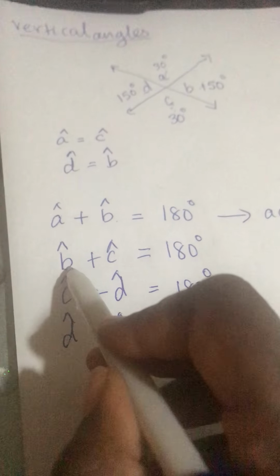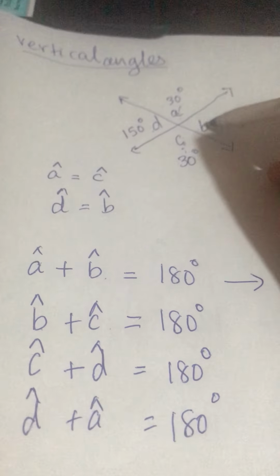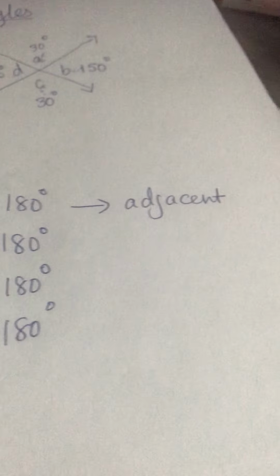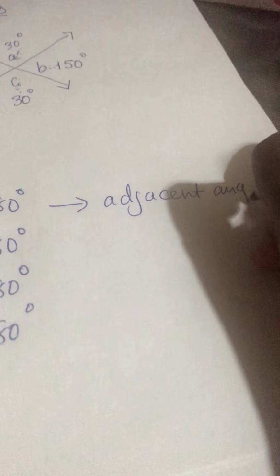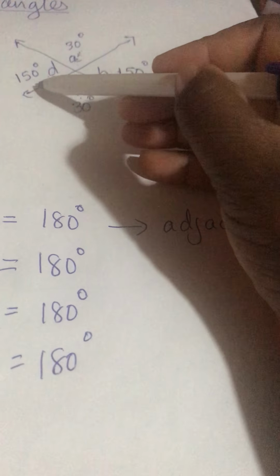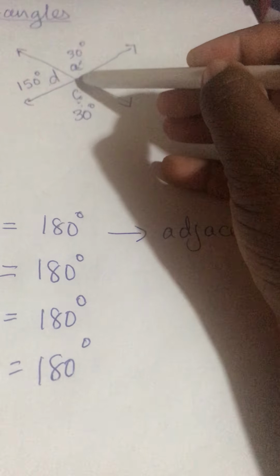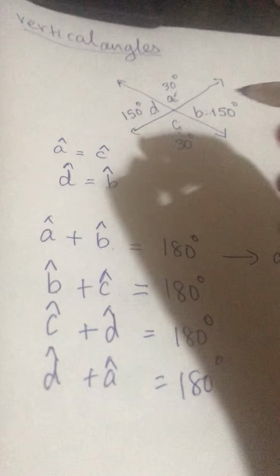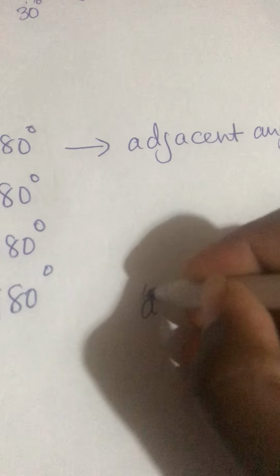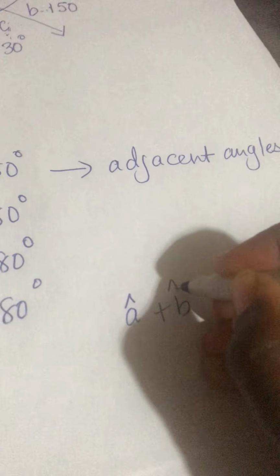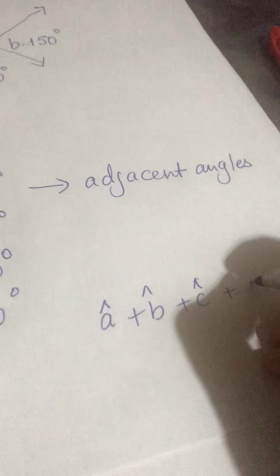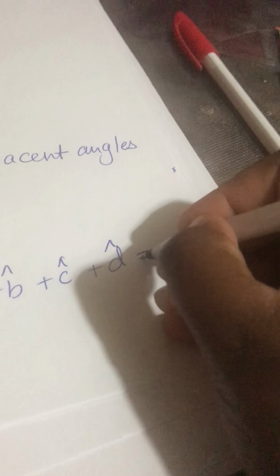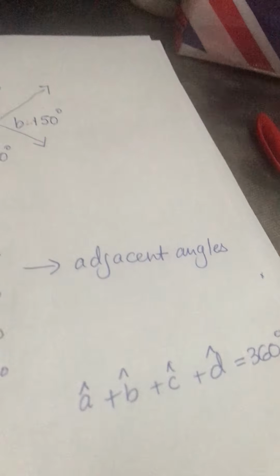A is adjacent to B. B is adjacent to C. They are next to each other. See? Next to each other. There. Adjacent angles. They share the same line and they share the same vertex. Okay? Now, another reason, angle A plus angle B plus angle C plus angle D should give me 360 degrees.